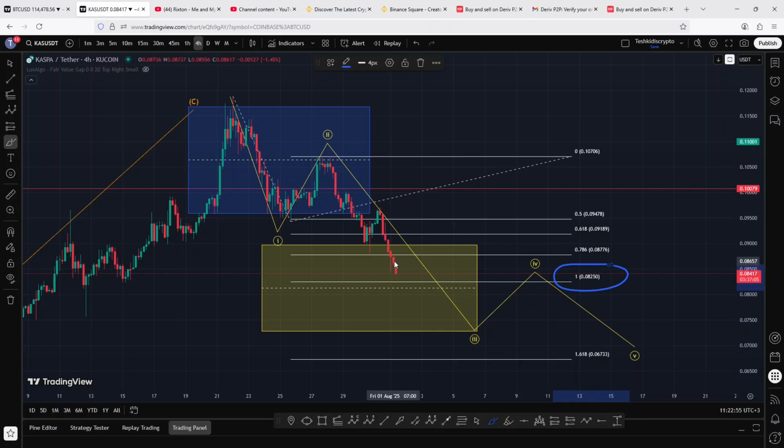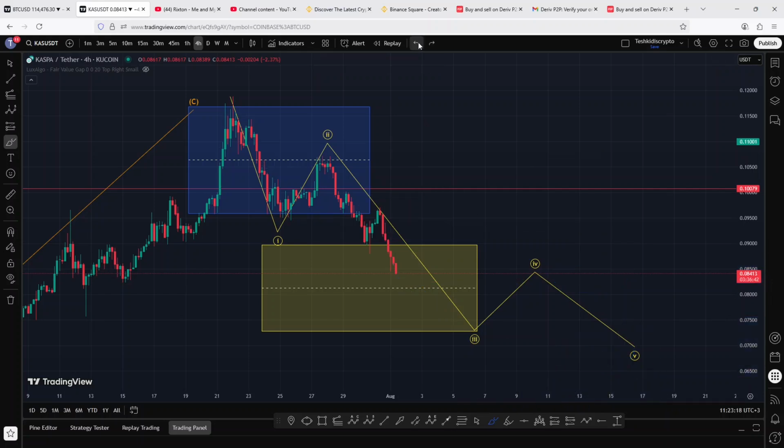And if by any chance we fully maximize that target area and maybe break it to the downside in a more aggressive move, then we can have the Fib level 1.618 above the 0.06733 as our next target area. And then from that point we can expect the wave 4 and then continue pushing even lower in the formation of that wave 5.